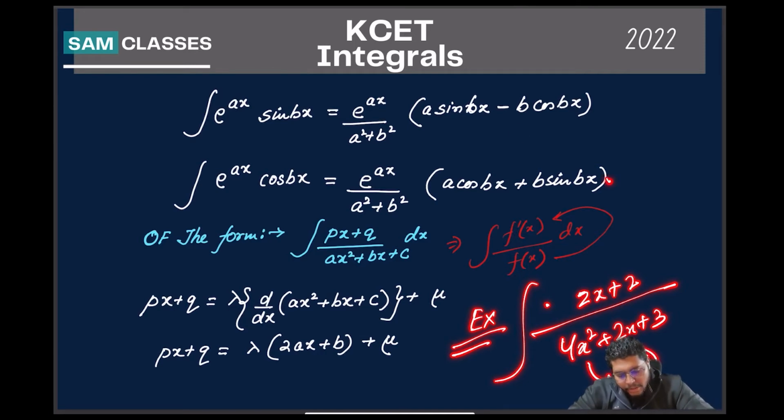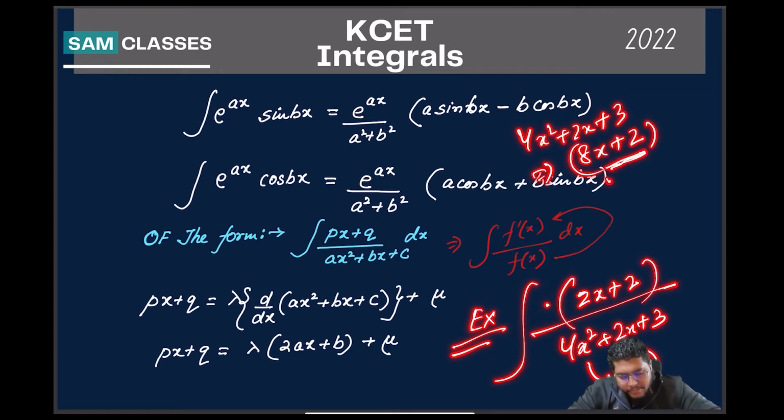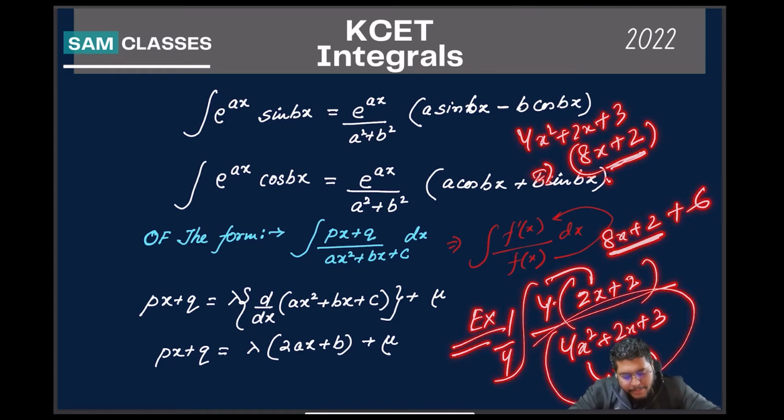If I differentiate 4x square plus 2x plus 3, what will be the derivative? 8x plus 2. Now I have to bring 8x plus 2. What I'm going to do? I'll multiply this whole thing with 4, so divide by 4. So I got 8x and I got 8. So what I'm going to write is 8x plus 2 plus 6. So see, this is my first term by this plus 6 by this.